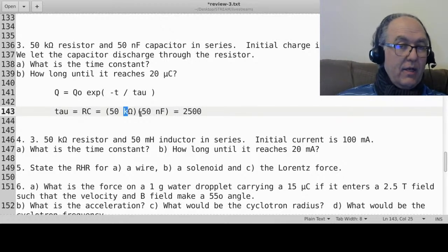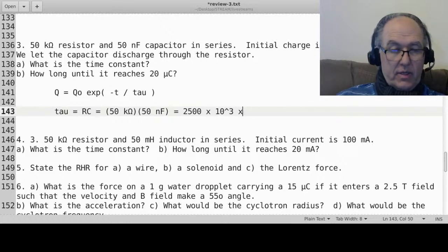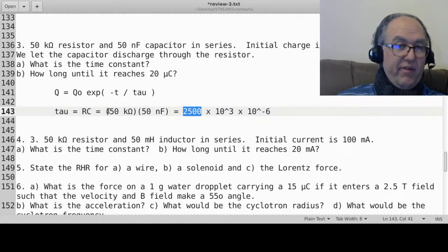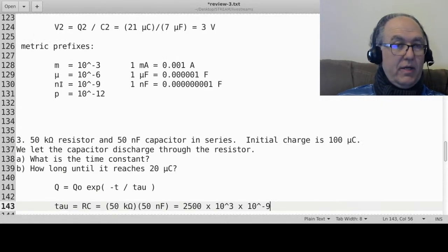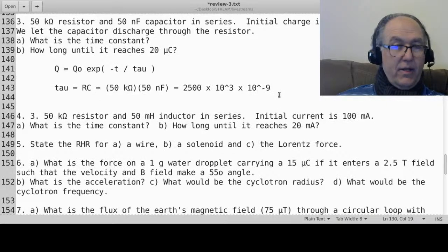We've got the K, which is 10 to the 3, so I'm going to put times 10 to the 3, like that. That's the K. We've got nano, which is times 10 to the negative 6. All right, so the 2,500, that's the 50 times 50. The K here, kilo, is the 1,000, or 10 to the 3. The nano is 10 to the minus 9, not 6, right here, 10 to the minus 9.